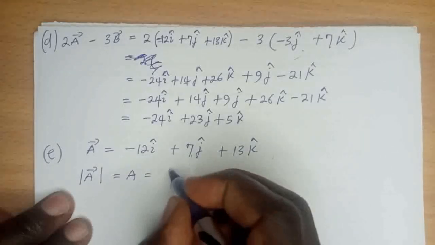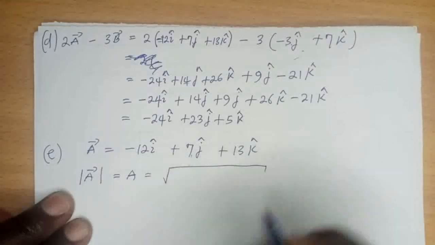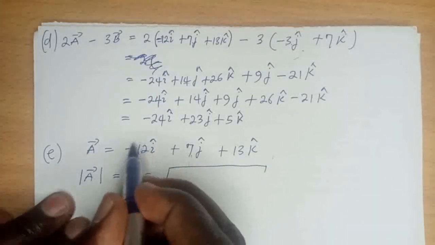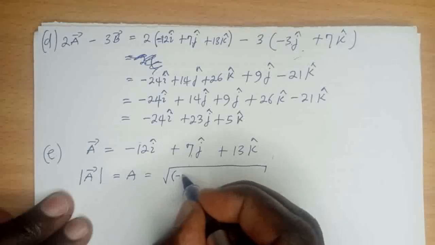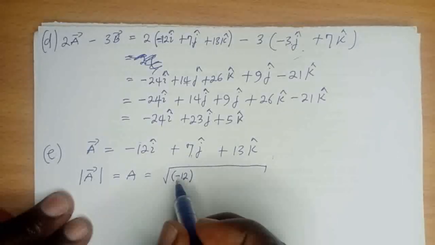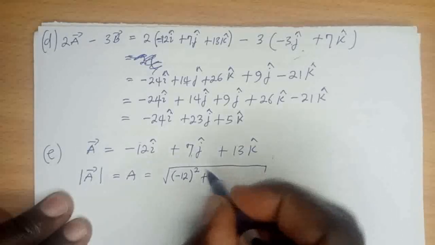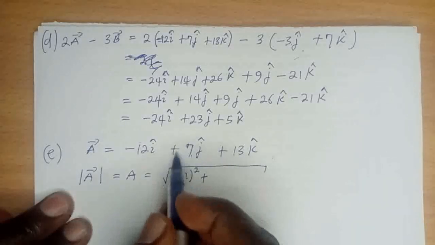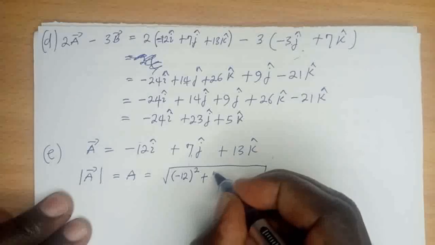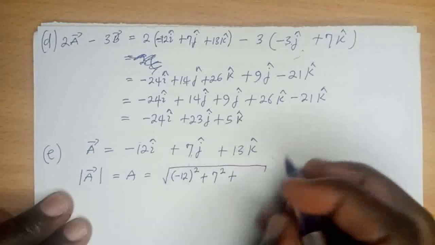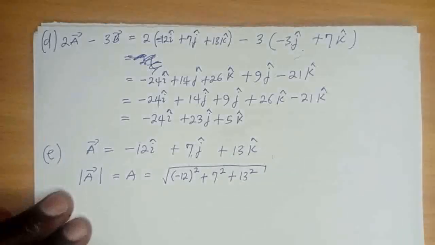And how do we get that magnitude? We say square root, and then you take its component along the x-axis. This is negative 12. If it is negative, make sure you insert it in a bracket, and now you square it, plus you take its component along the y-axis, 7, you square it, you take its component along the z-axis, 13, and you square it.